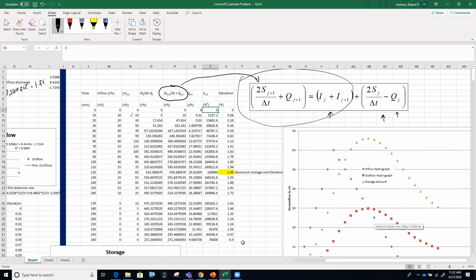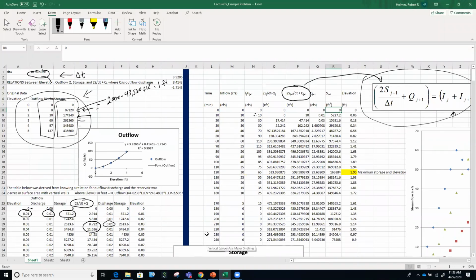Dr. Holmes, Alyssa's question was really good because I noticed that too, when you're trying to interpolate all of that. Would you recommend us using that power fitting equation to solve for that? Or you're talking about the outflow relation, or to compute this column right here? For the outflow discharge. Yeah. Well, are you talking about fitting this line right here?